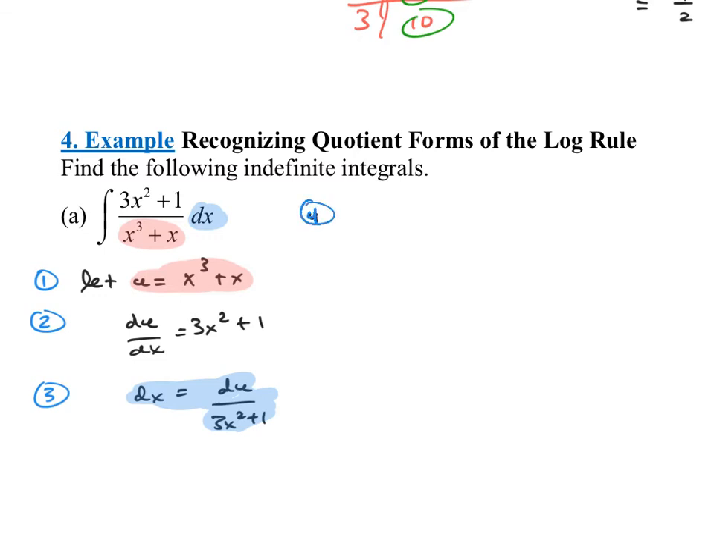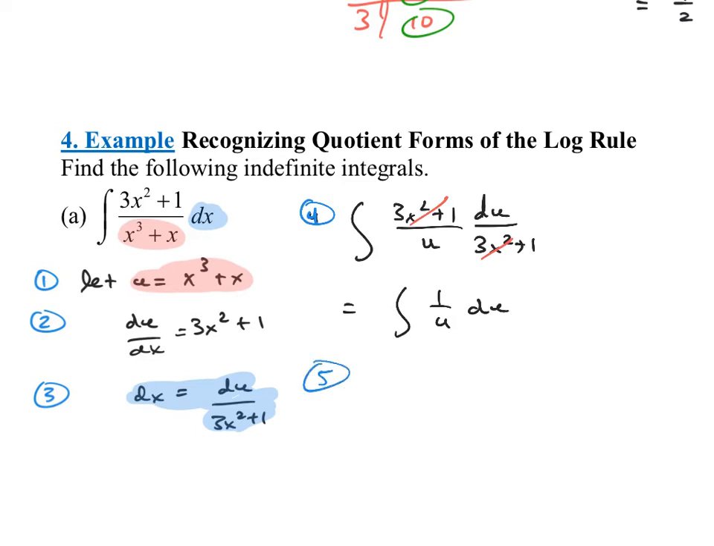Step 4 would be equal to the integral of the 3x squared plus 1, which stays what it is. Instead of x cubed plus x, I write u. And instead of dx, I'm going to write du over 3x squared plus 1. Notice the 3x squared plus 1 terms simplify, and I'm left with the integral of 1 over u du. That's easy enough to integrate. We know that the integral of this is equal to the natural log of the absolute value of u plus c.